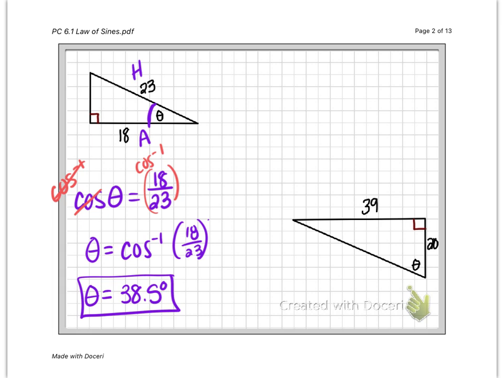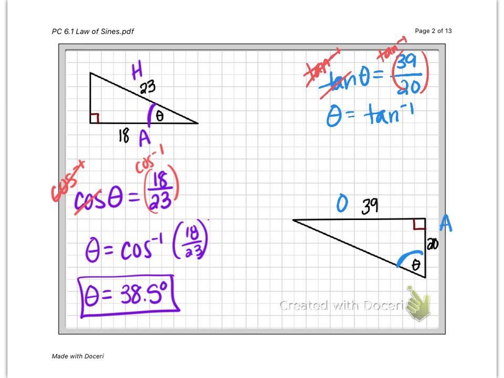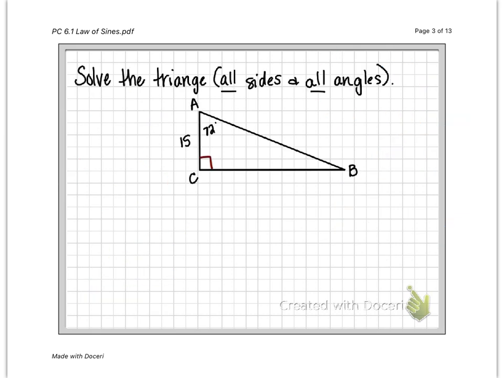We can do the same thing with this one. So here's our reference angle theta. We have an opposite and an adjacent. So we'll use tangent of theta equals 39 over 20. To get theta by itself, we'll take the inverse tangent of both sides. And we get that theta will equal inverse tangent of 39 over 20. Plug that into our calculator, and we get that theta would equal about 62.9 degrees.